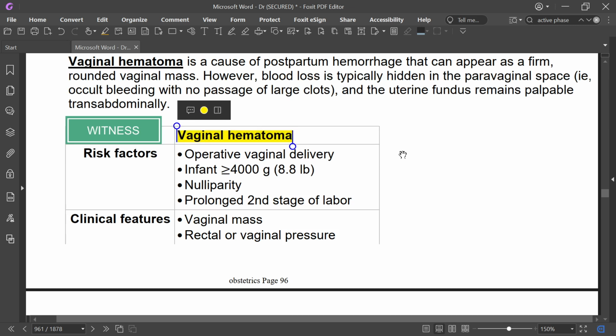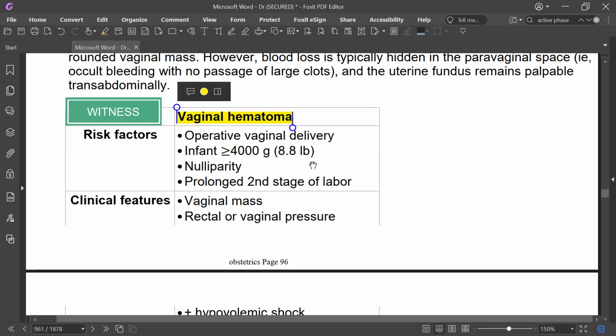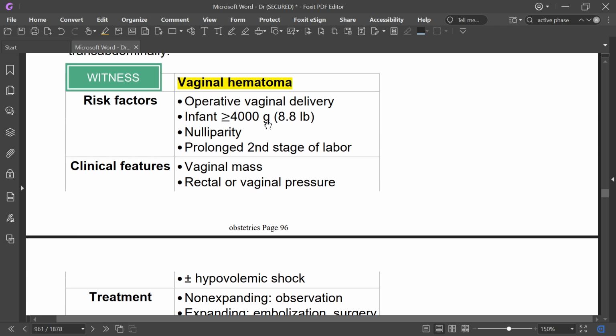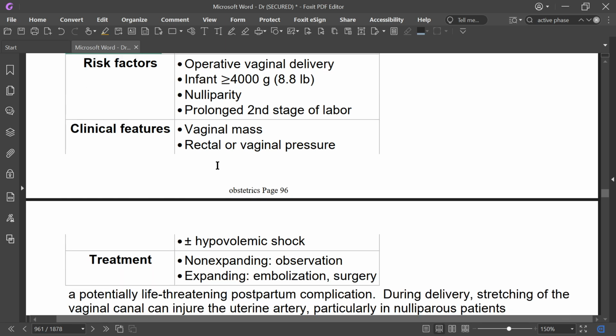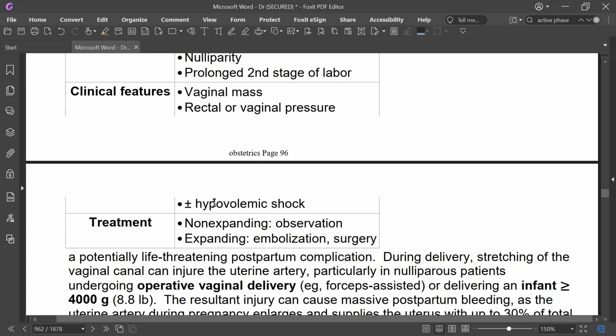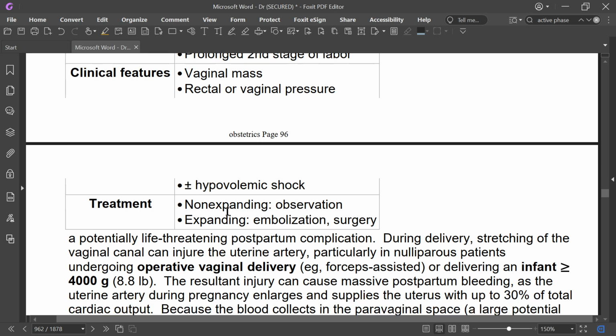Risk factors for vaginal hematoma: operative vaginal delivery, infant more than 4 kg, nulliparity, prolonged second stage of labor. Clinical features are vaginal mass, rectal or vaginal pressure, with or without hypovolemic shock. Treatment: non-expanding is observation, and expanding is embolization.